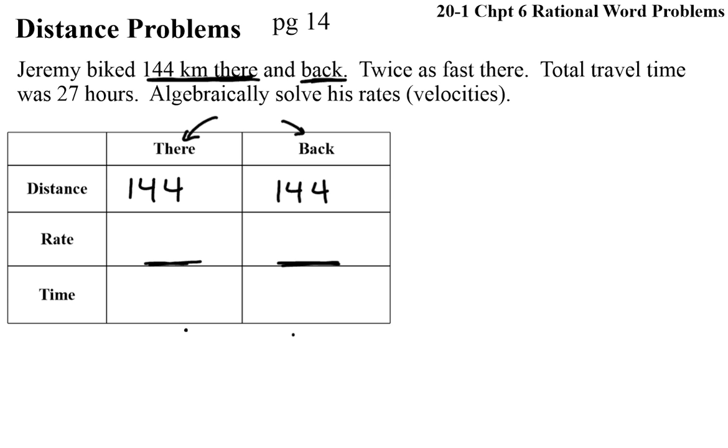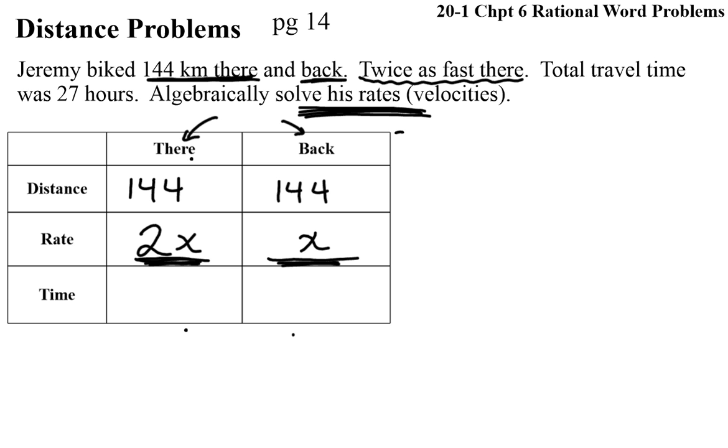Now, what we have to be careful of is we have information, and we know that it's twice as fast there. That's an easy piece of information to put in. So for my rate, and because we're solving for rates, we need an unknown variable for a rate. Well, if he went twice as fast there, we could call that twice x. So coming back, he went a velocity of x, but going there, he went twice or double x. Now, there is information for the time.